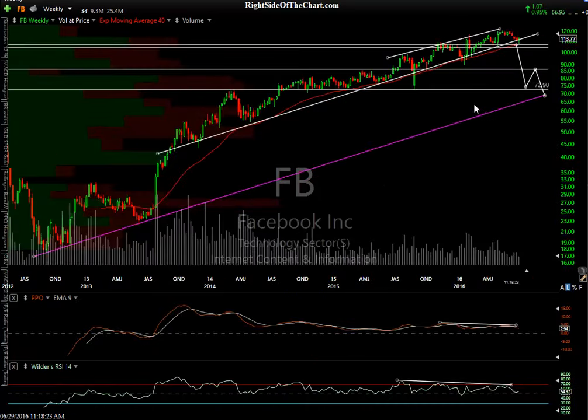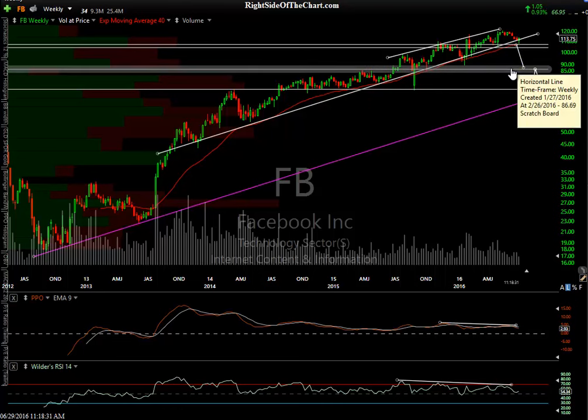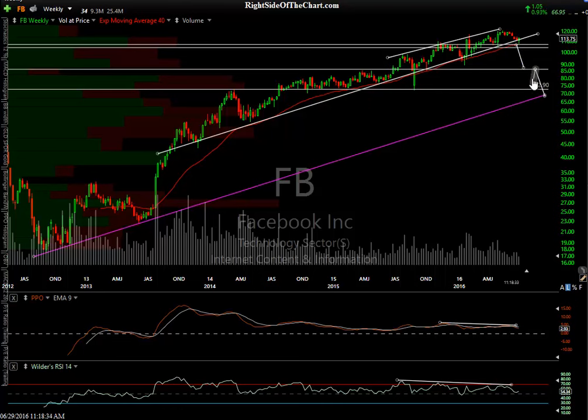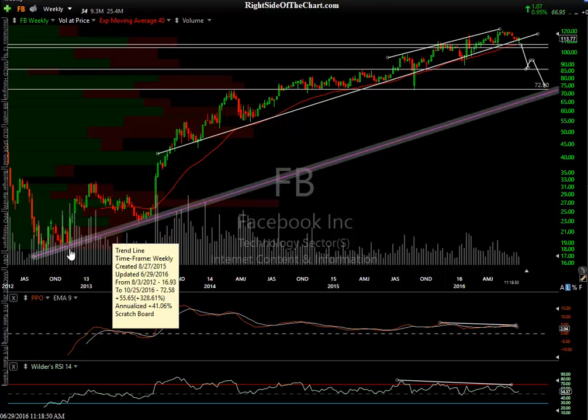I've gone over Facebook before. This is what I expect to happen. I probably should have modified this line to look something like this. Move down to this level here, 89.69. A reaction there, and then a final move down to the 72.90 level. And if and when that happens, we'll move this line over. I think the timing of that will come in where this will probably become a primary.